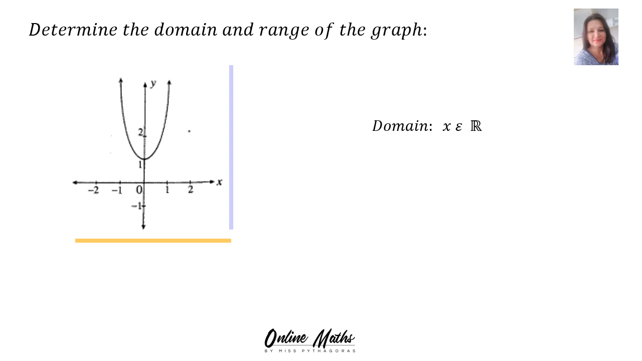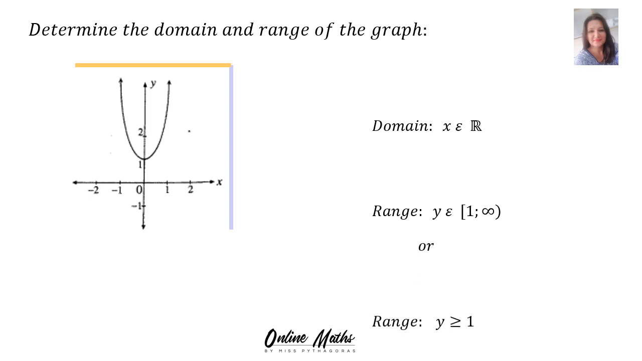And then for the range, when we do the horizontal line, then you can see that your graph starts at 1, it cuts 1 first, and then it goes up to infinity. Therefore, your range is y is an element of 1 included up to infinity, and remember you can't include infinity. Or you can write it as y is greater or equal to 1.